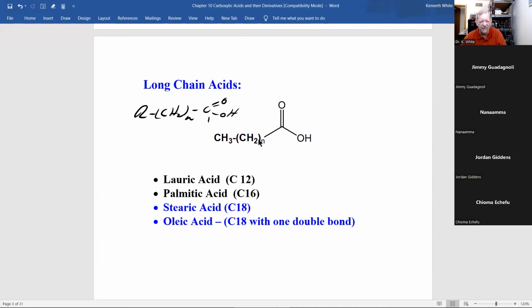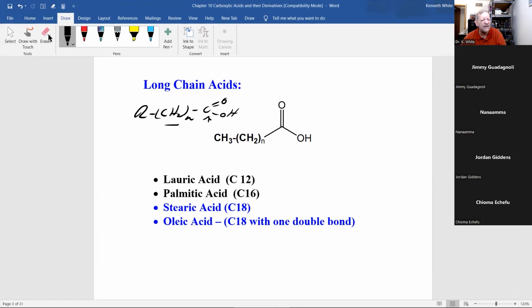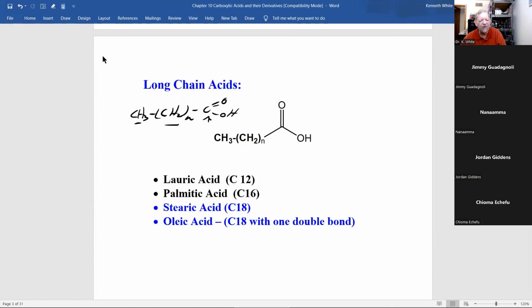And when N is a very high number, for these carbons, when it's 12, we don't call that dodecanoic acid. The common name is lauric acid. And palmitic acid is hexadecanoic acid. Nobody calls that palmitic. And stearic is 18 carbons, and oleic is 18 carbons with a double bond.